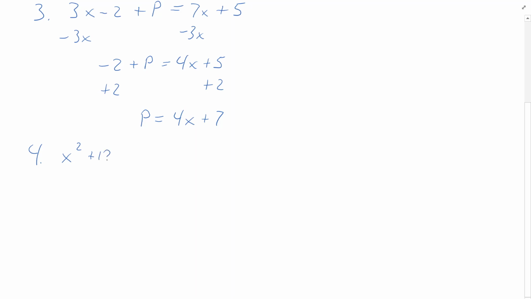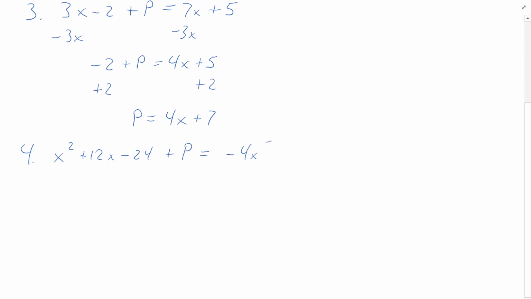We have x squared plus 12x minus 24 plus some polynomial p is equal to minus 4x to the 5th plus 9x plus 2. If I subtract x squared from both sides, notice that when I do this on the right-hand side, there are no x to the second power terms, so I can't combine it with anything. So I'm just going to end up with minus 4x to the 5th minus x squared plus 9x plus 2. I'm going to go from 3 terms to 4 terms on the right because there are no like terms to combine the x to the second power term with. I'm going to continue.